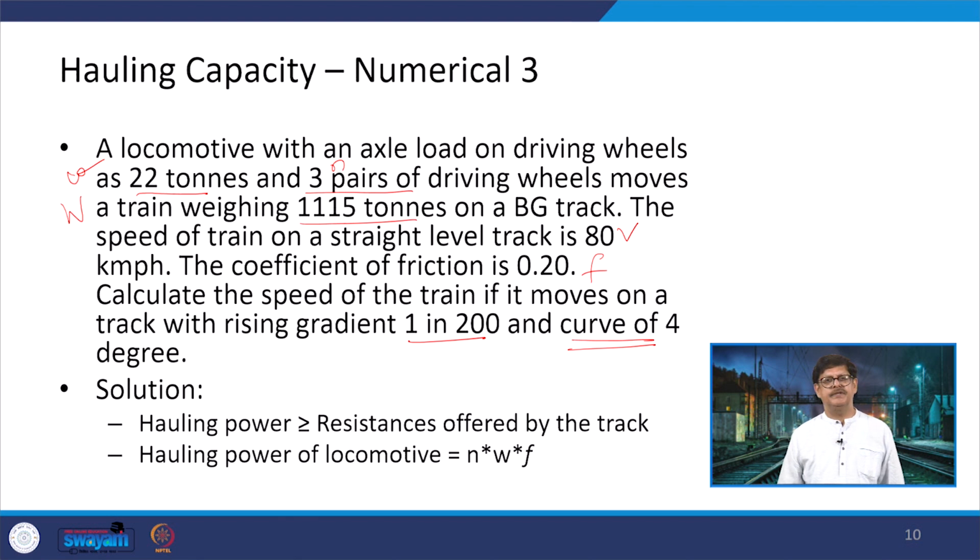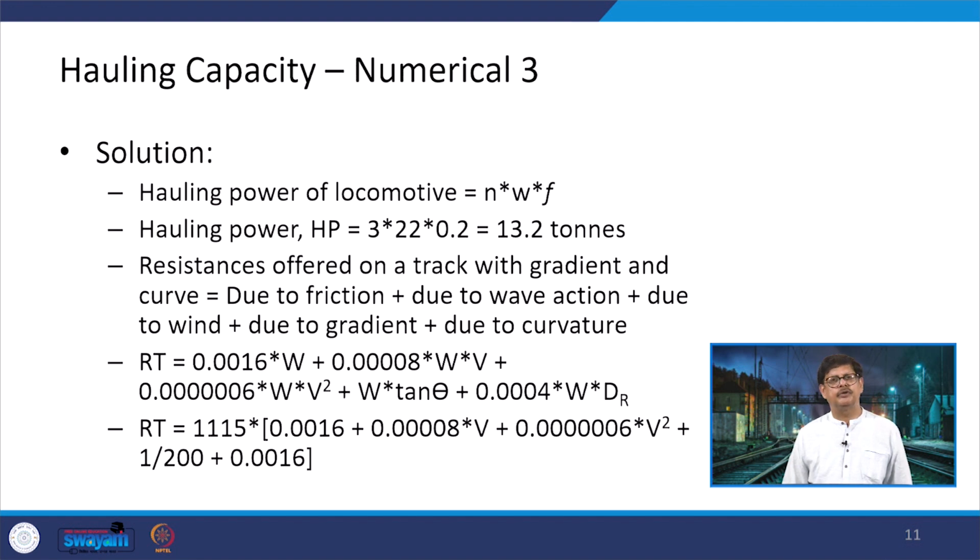The process remains the same for the solving of all of these numericals. The very first thing, we are going to equate the hauling power and the resistances. So, if we understand that, it means the very first thing which we need to calculate is the hauling power, and this is N into W into F. So, if we put the values for N into W into F here, what we get is 13.2 tons.